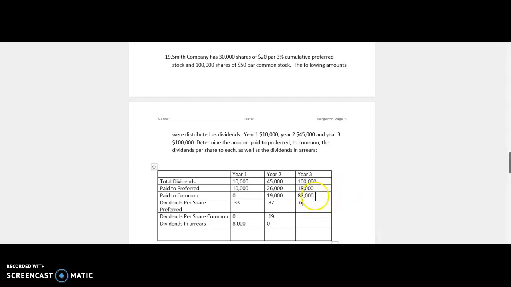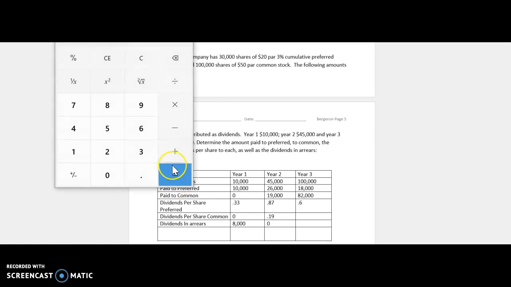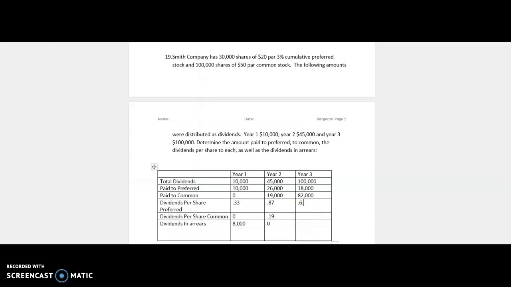And for common, they got $82,000. And there are 100,000 shares of common stock. So that leaves us with 82 cents per share. And then dividends in arrears, there were no dividends in arrears because we are completely caught up.